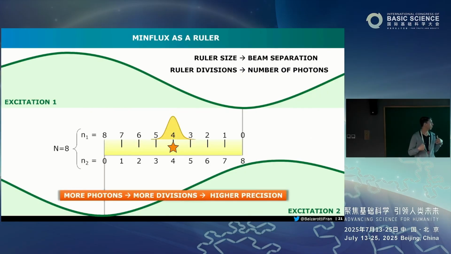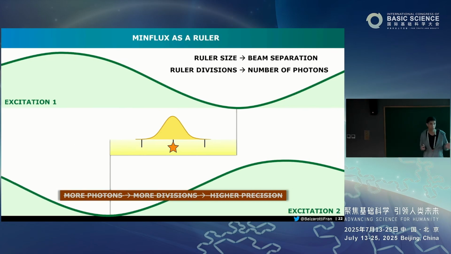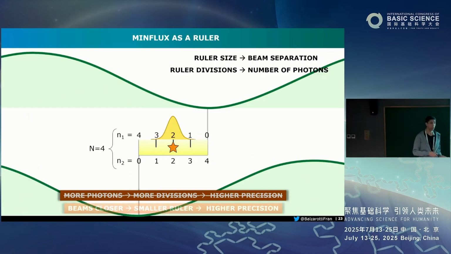So if you happen to use more photons, you're going to have your measurements more densely distributed. And this is a proxy for higher precision. Now, the trick that we can use in MINFLUX, as this ruler that is created is purely geometrical, is that you can keep using few photons, but you can shrink the size of the ruler by putting these two sequential beams closer to each other. And in that way, you can keep using few photons, but your density of measurements that are labeling space is still very high and they're close together, and you have your high precision.